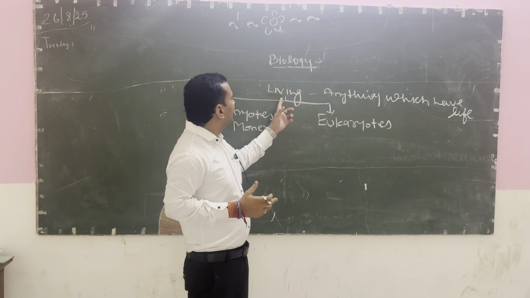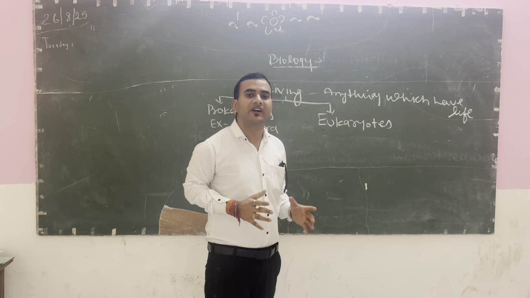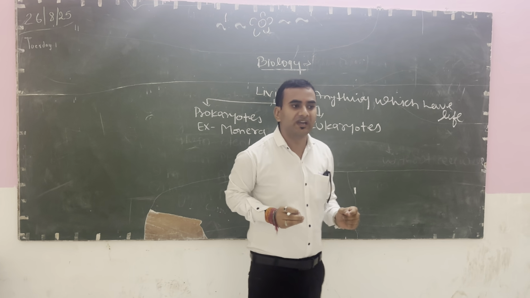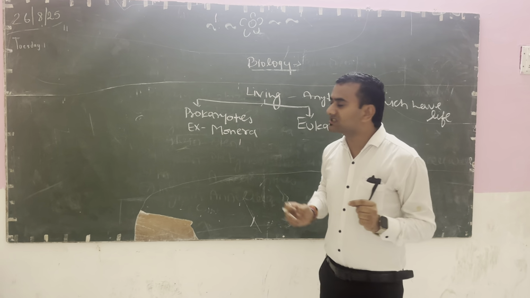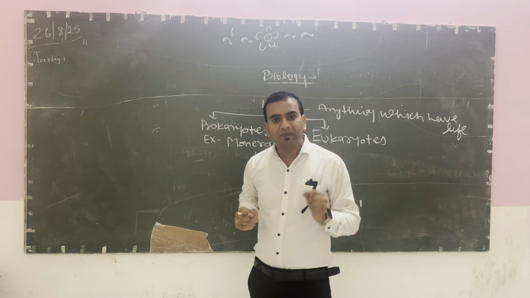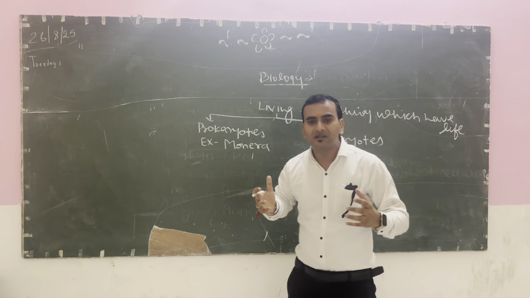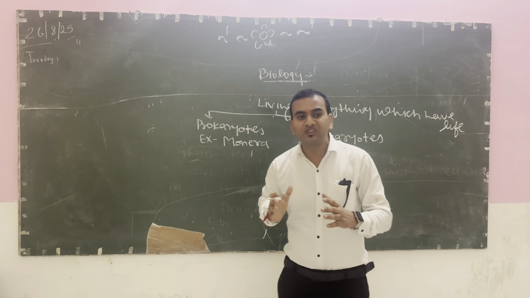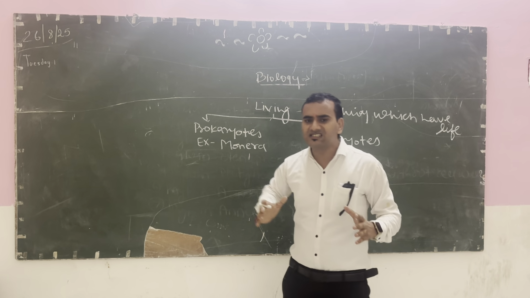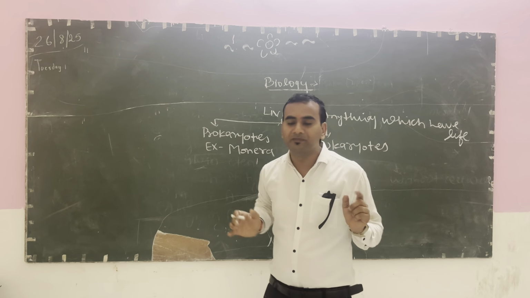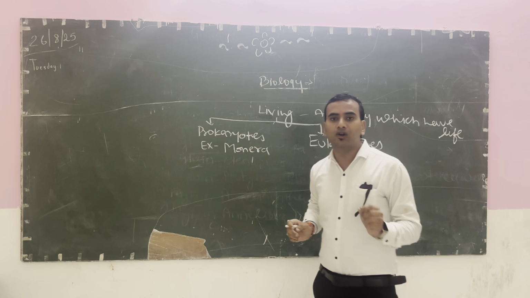Okay. Now living organisms are further classified into two parts. One is prokaryotes and the second one is eukaryotes. What is the meaning of prokaryotes? Listen, pro means primitive and karyote means nucleus. Primitive nucleus means the cells which lack a nucleus, the cells in which the nucleus is not present or present but not well defined. Those cells are called prokaryotic cells.